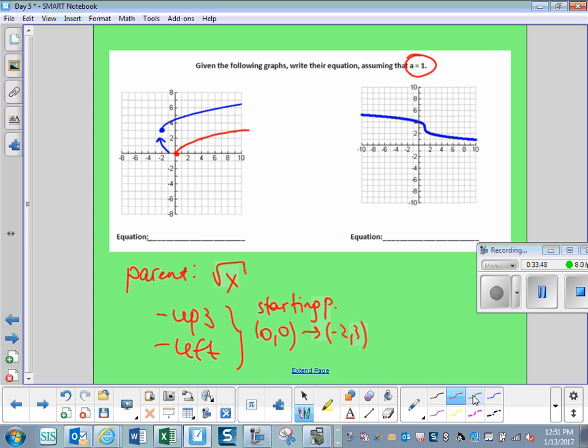Okay, questions about this? Okay, so now we are ready to write the equation, right? Y equals, what would be the equation if we start with square root of x and apply these two transformations? Yes, you? Up, left. So, square root of x plus 2 plus 3. Good. You want to do the next one on your own? Do the next one on your own.